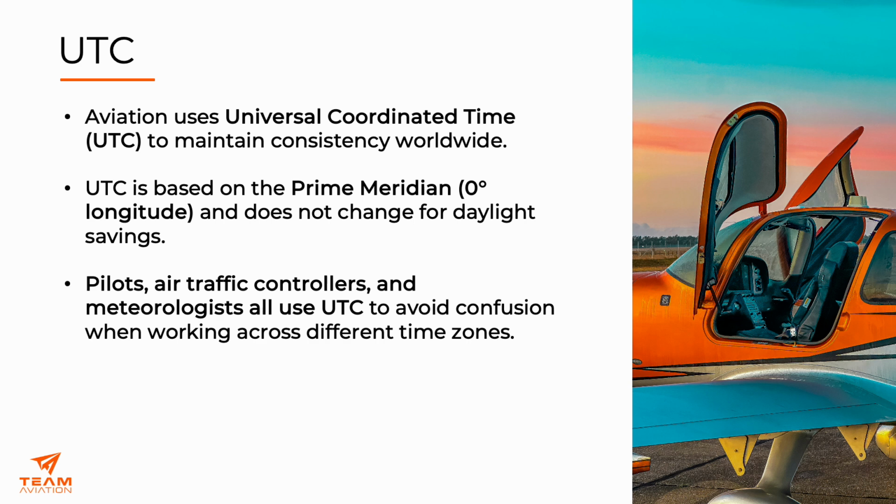UTC is the global time standard used in aviation to ensure consistency worldwide. It is based on the prime meridian at 0 degrees longitude and remains constant year-round, meaning it does not change for daylight savings or local time adjustments. By using UTC, aviation professionals avoid confusion when operating across multiple time zones, making flight planning and communication more efficient and reliable.